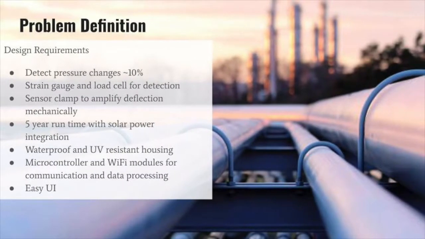The design requirements for FlowMo include detecting pressure changes with an accuracy of 10% of the operating pressure, to detect circumferential deflection with the use of a strain gauge and load cell, which is mechanically amplified by a sensor clamp. We want to design a sensor that has a runtime of 5 years minimum using battery power, and a supplemental charge with a solar panel estimated at 3.5 watts.